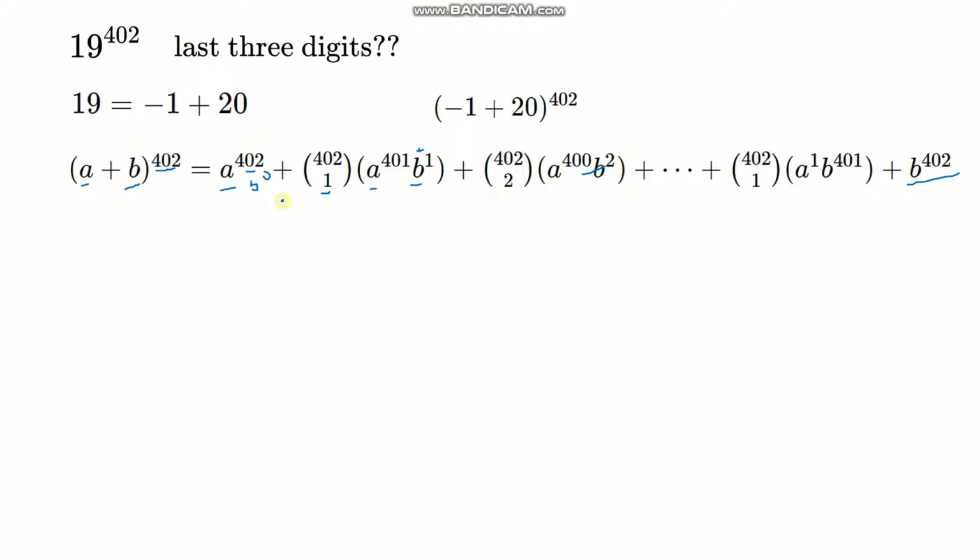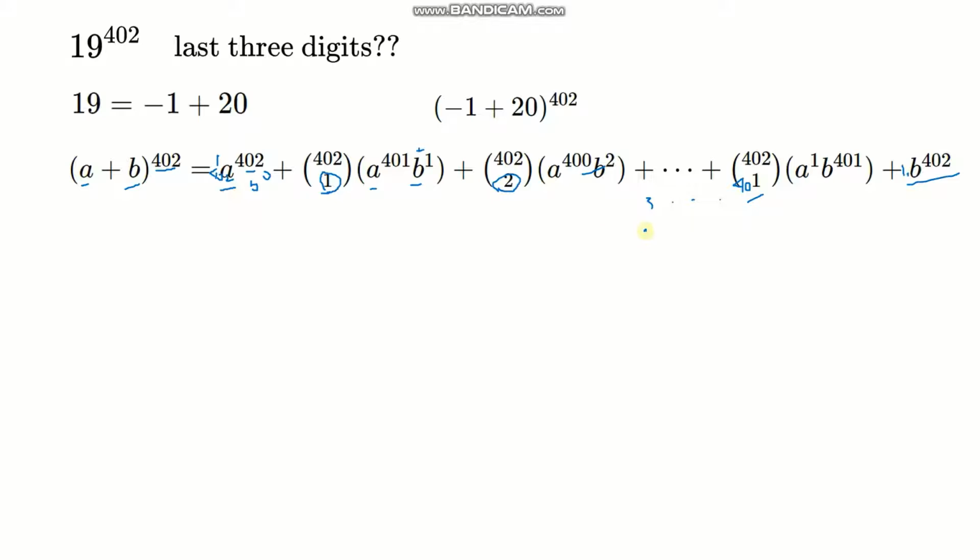For the combination part, 402 taken 1 and 402 taken 2, the taken part, the 1 and 2, become bigger and bigger until you reach 401 and 402. 402 taken 402 is the same as 1, and in the first term, 402 taken 0 is equal to 1.